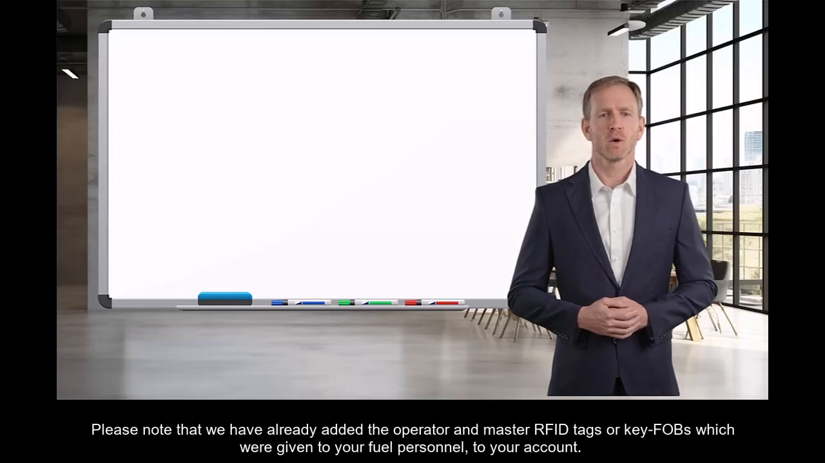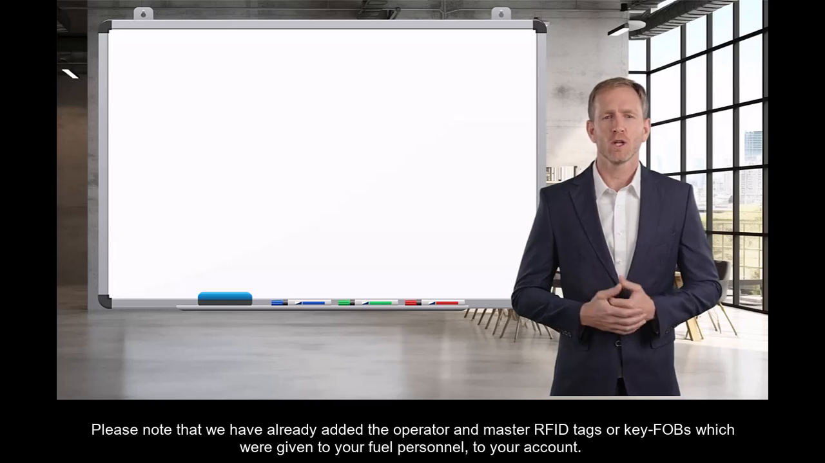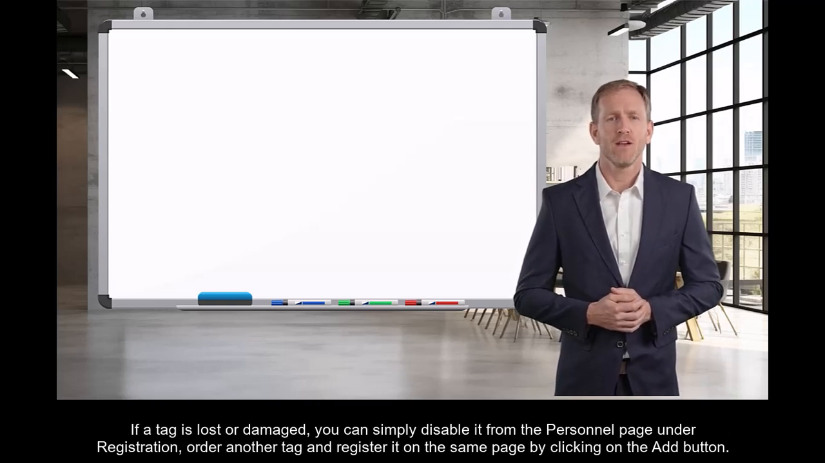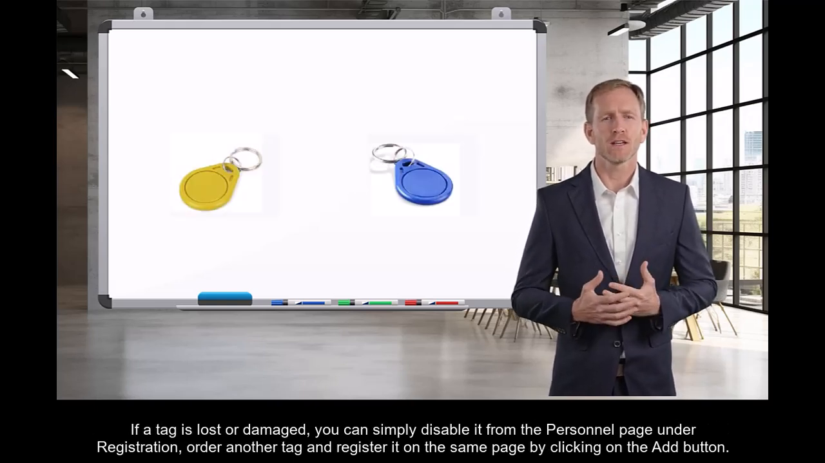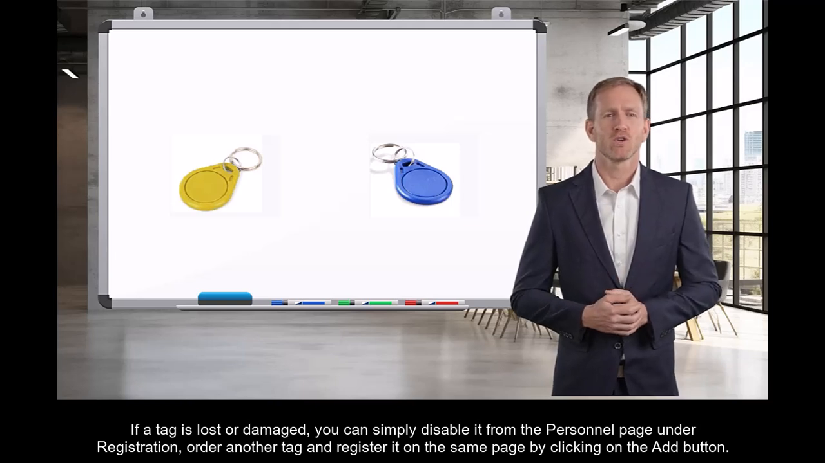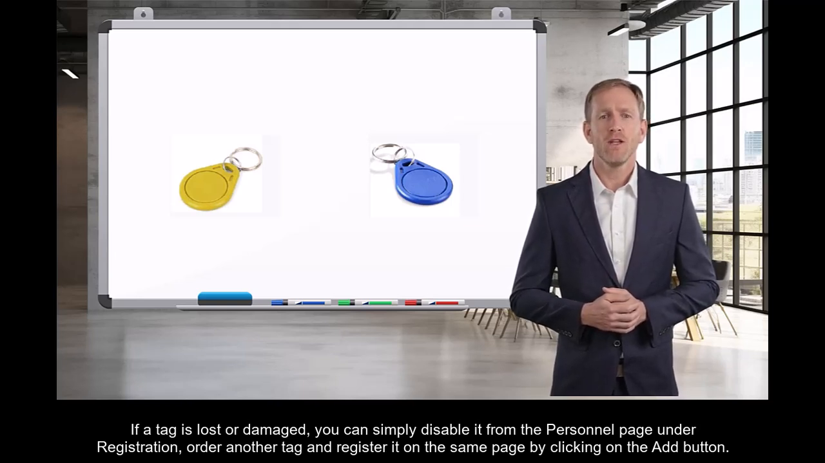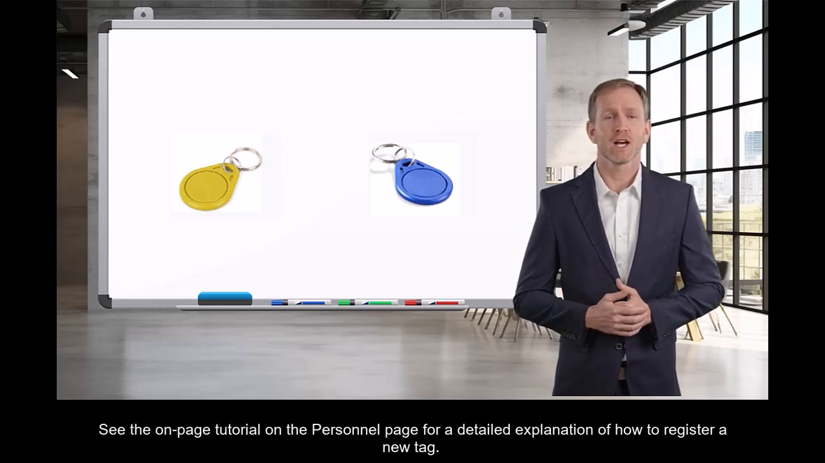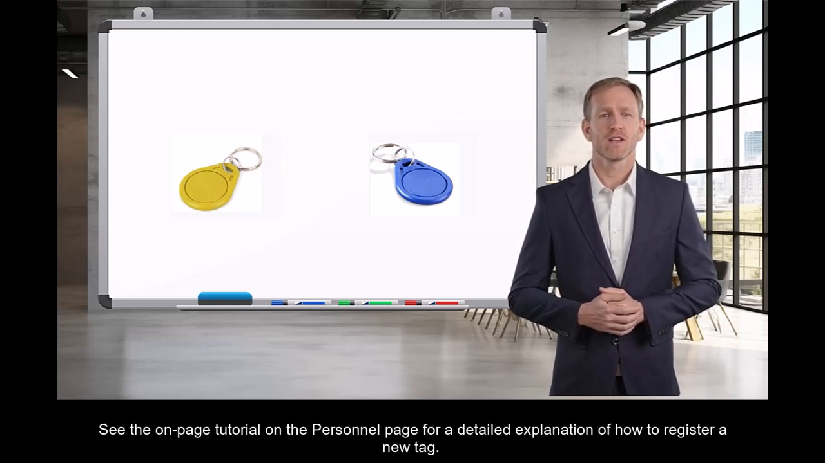Please note that we have already added the operator and master RFID tags or key fobs which were given to your fuel personnel, to your account. If a tag is lost or damaged, you can simply disable it from the personnel page under registration, order another tag and register it on the same page by clicking on the Add button. See the on-page tutorial on the personnel page for a detailed explanation of how to register a new tag.